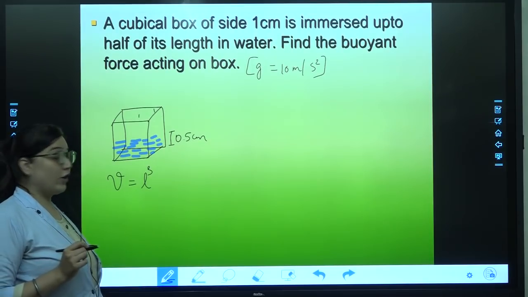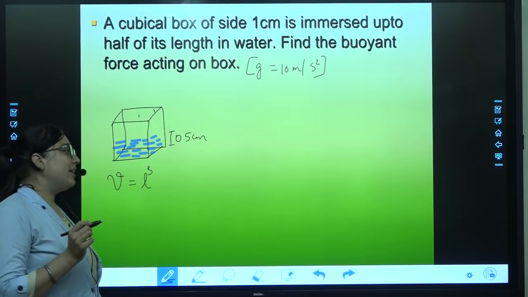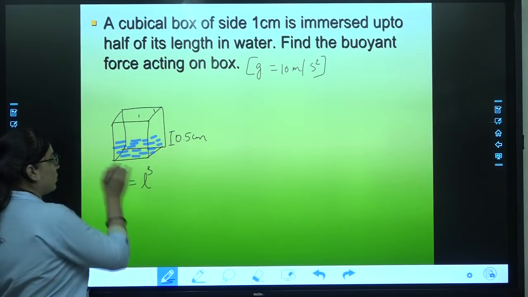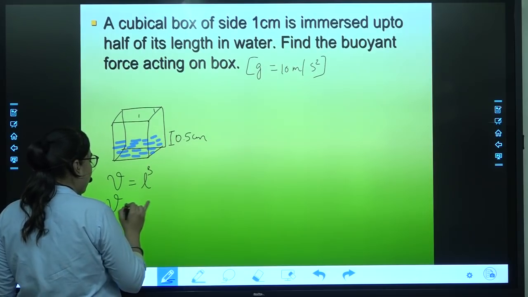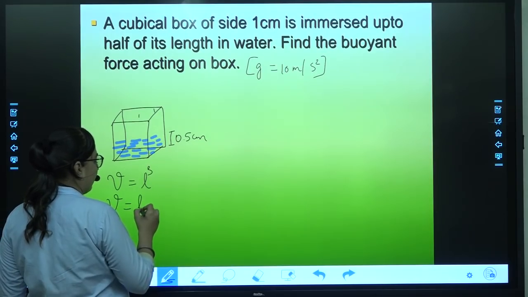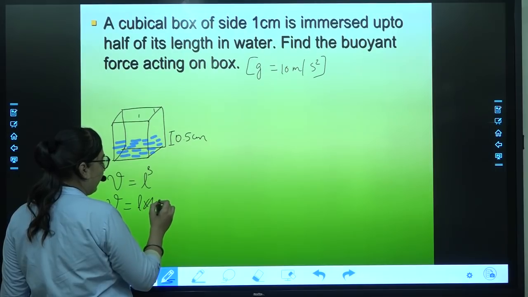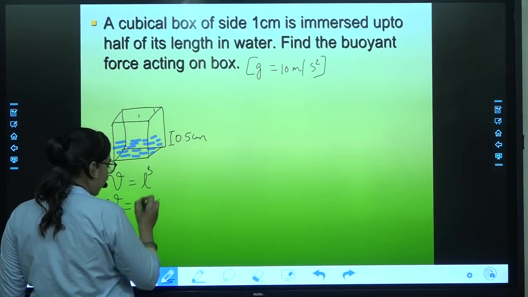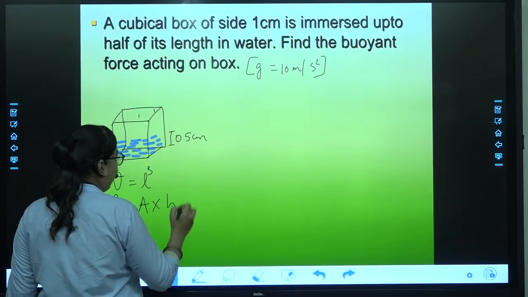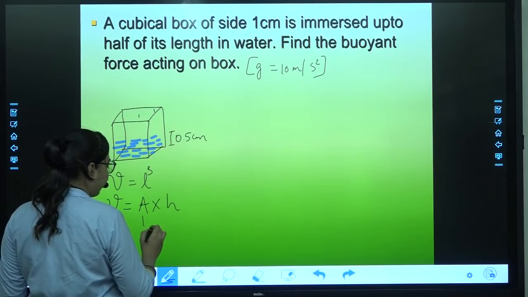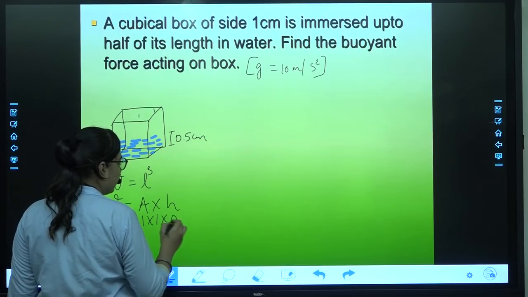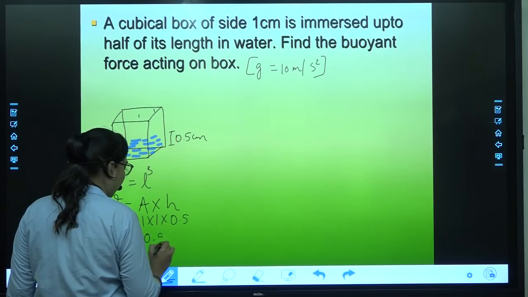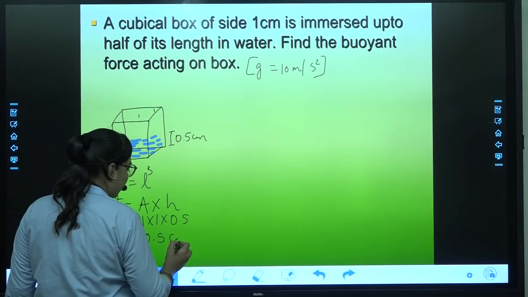So what do we need to do? In this case we need to find out its volume. How? Volume is like length into breadth into height, that is area into height. What is the area? 1 into 1. What is the height? 0.5. So the volume comes up to be 0.5 centimeter cube.